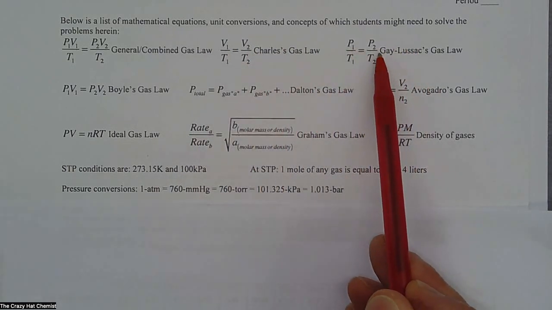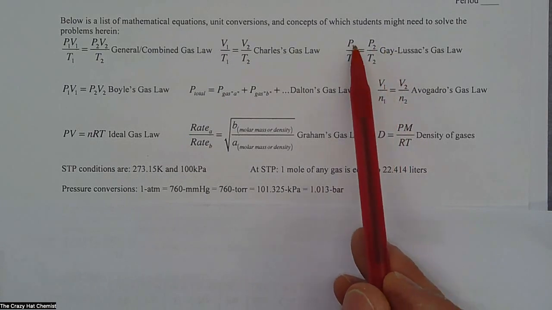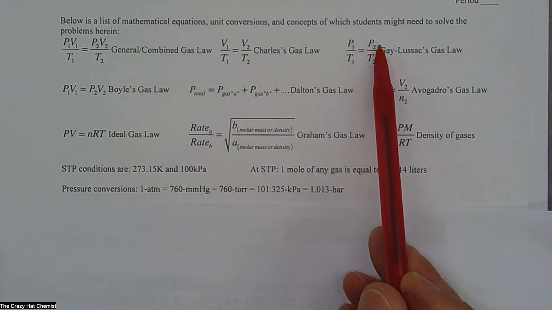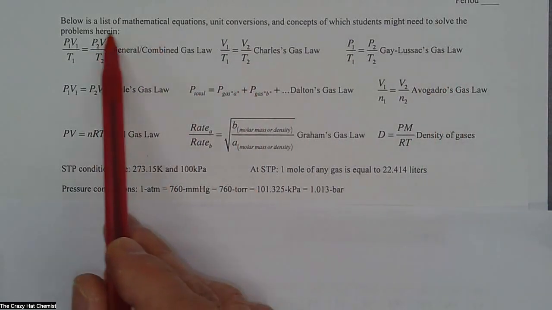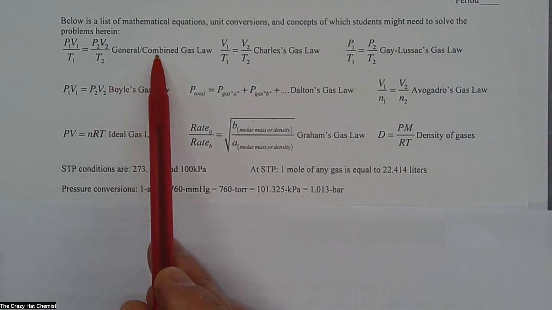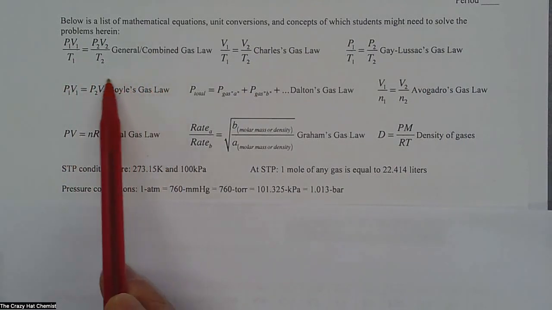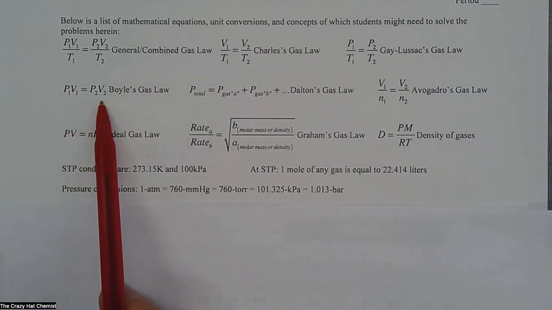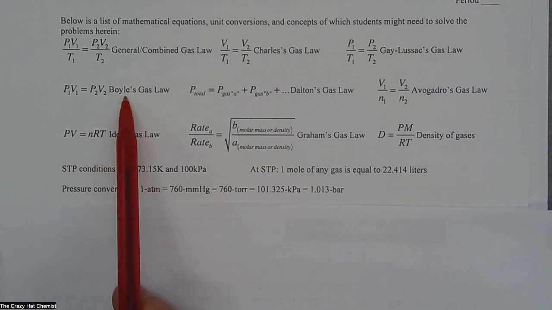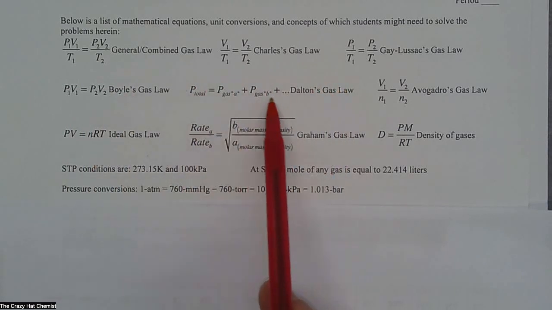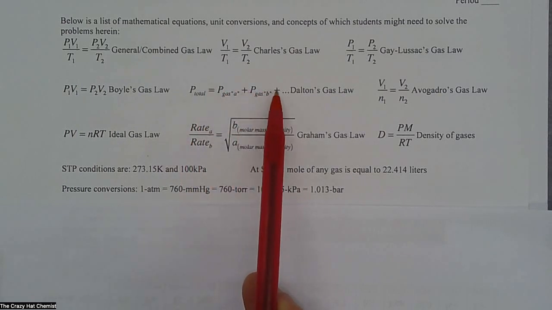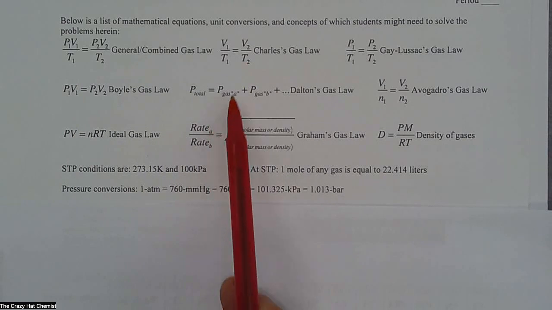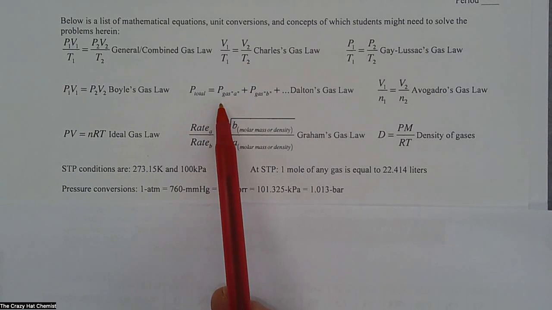Gay-Lussac's law is where the volume is held constant, and that's P1 over T1 equals P2 over T2. And then the last possibility of the combination or general gas law is Boyle's law, where the temperature is being held constant: P1V1 equals P2V2. Then we have Dalton's law of partial pressures. That is, the total pressure is equal to the sum of all the individual pressures. This is typically used in a problem where it says over water, or when you collect a gas over water.